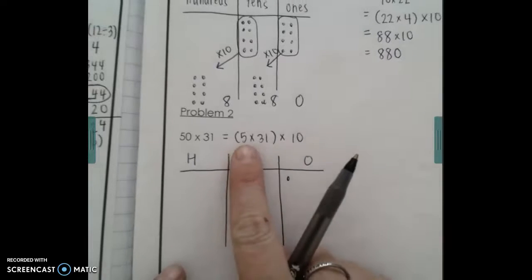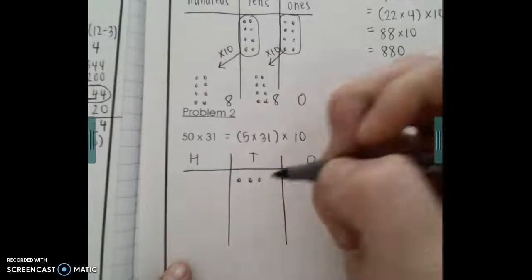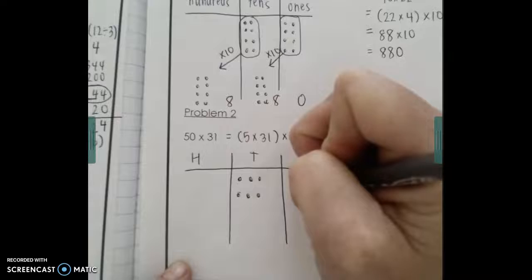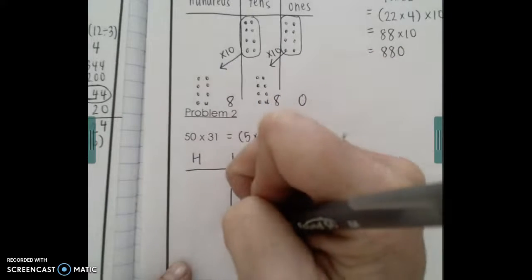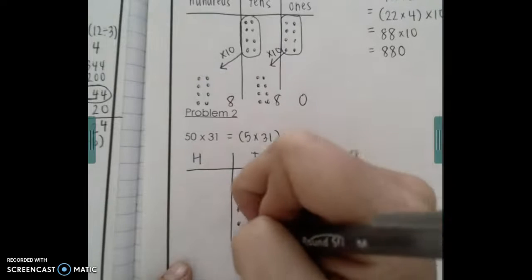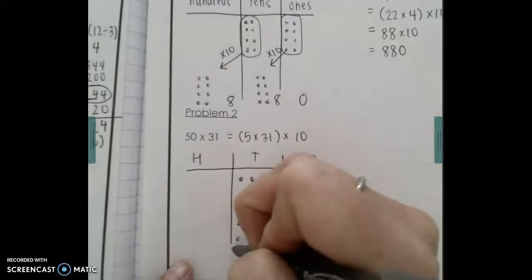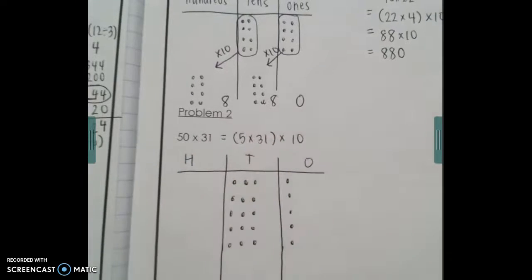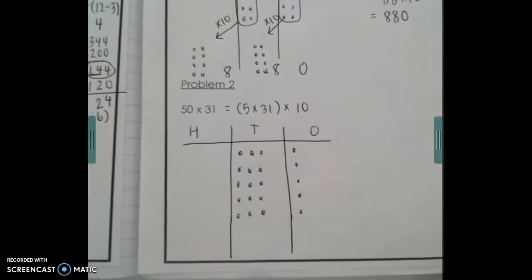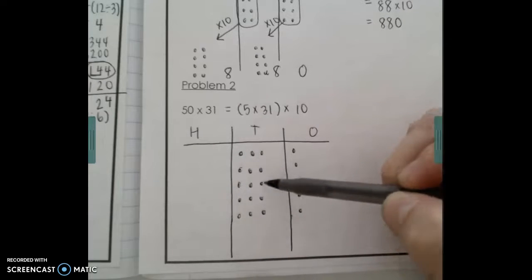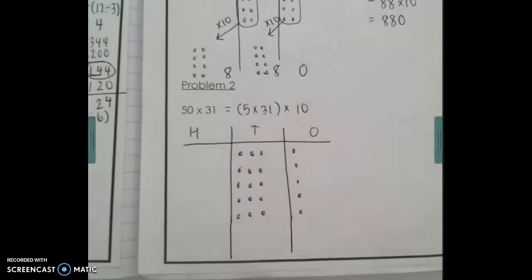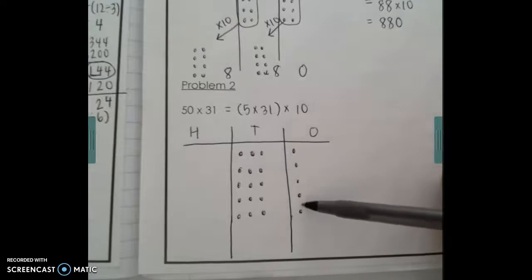What this means is I want 5 groups of 31. So there's 1 group of 31, 2 groups of 31, 3 groups of 31, 4 groups of 31, and 5 groups of 31. I'm going to make this a little bit longer. If I look at this, I can see that I have 1, 2, 3, 4, 5, 6, 7, 8, 9, 10, 11, 12, 13, 14, 15. So I have a lot of numbers in here. I'm going to have to regroup. Same with here. I have 1, 2, 3, 4, 5.